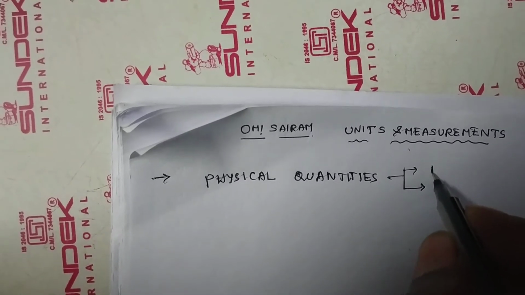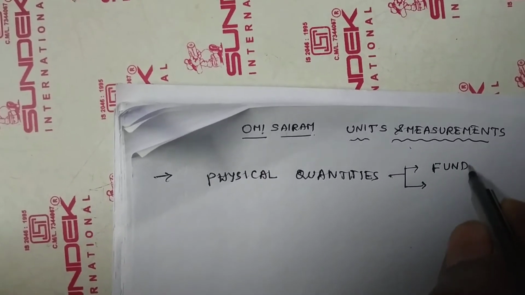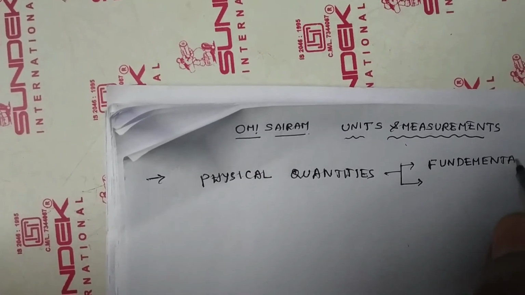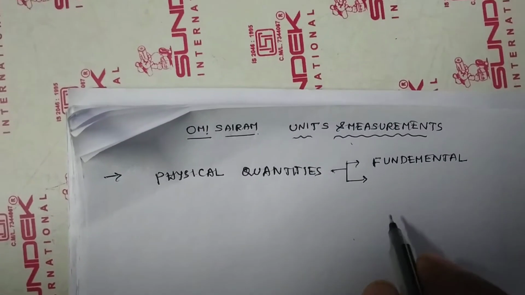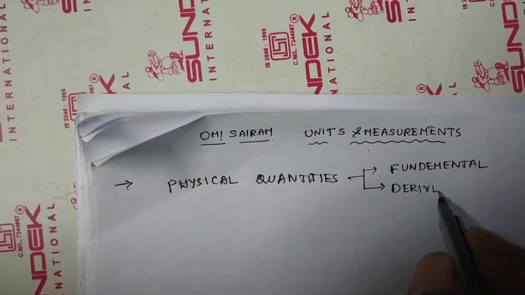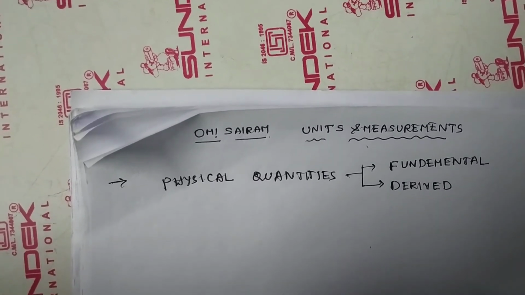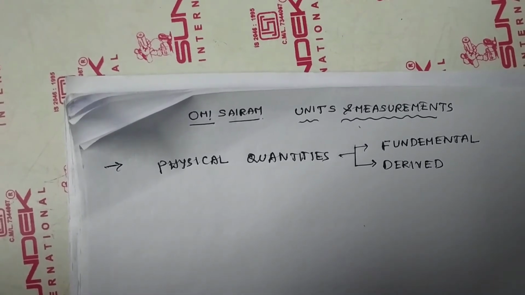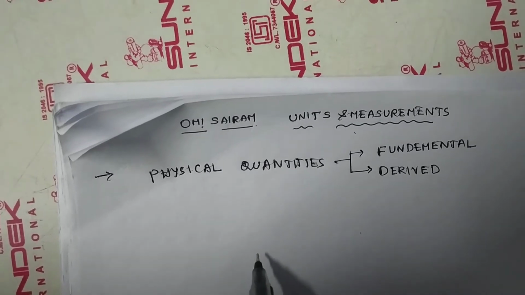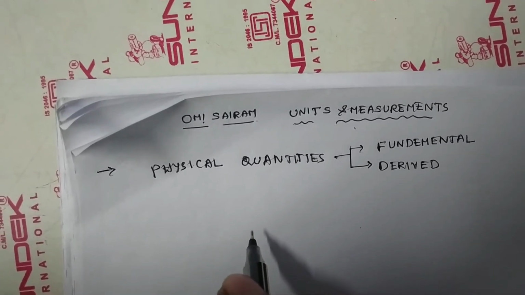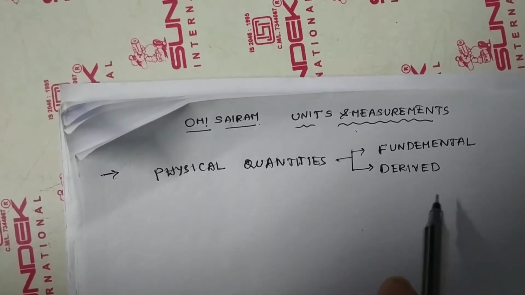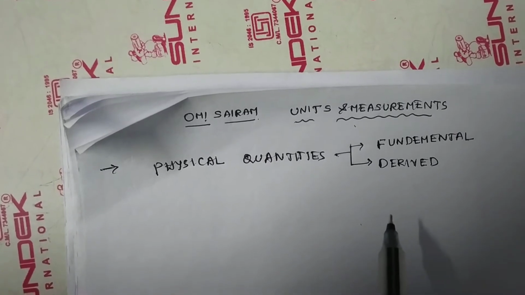The first one is called the fundamental physical quantities. The second one is called derived physical quantities. What are the physical quantities? They are the quantities used to measure things like mass, length, time. So, fundamental physical quantities and derived physical quantities.